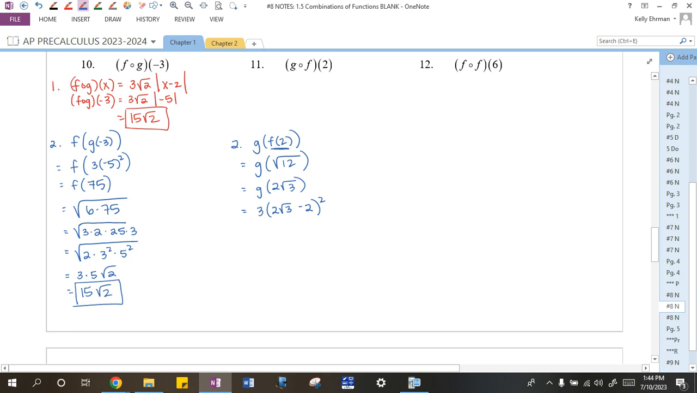Now, we could leave it like this, or maybe we're looking for our answer in a multiple choice on an AP test. So remember, this is just a binomial that you can square. 2 radical 3 times itself becomes 4 times 3. 2 radical 3 times negative 2 is minus 4 radical 3, and you double that, minus 8 radical 3. 2 squared is plus 4. 12 times 3 is 36. Minus 3 times 8, 24 radical 3, plus 12. 48 minus 24 radical 3.